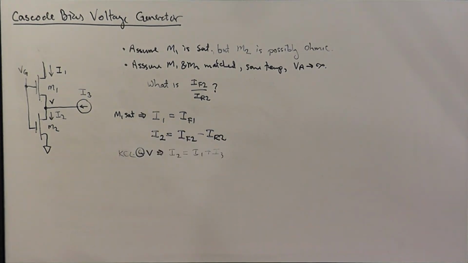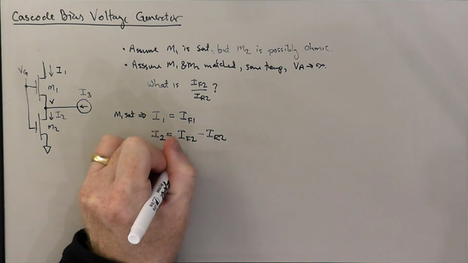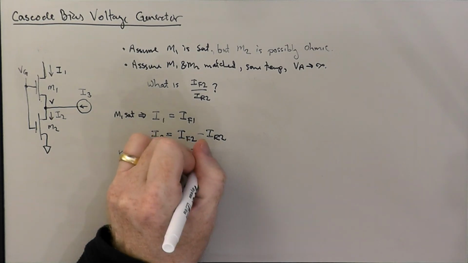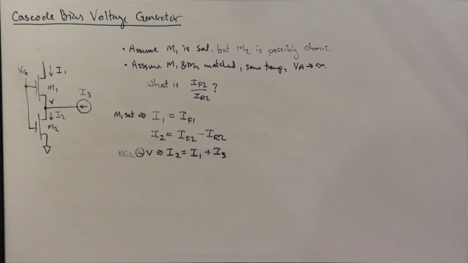And this marker is feeling tired. So let's try that again. I2 is equal to I1 plus I3. Okay.